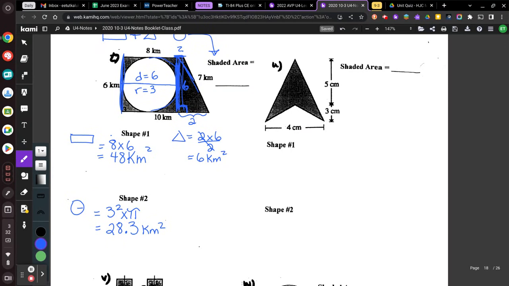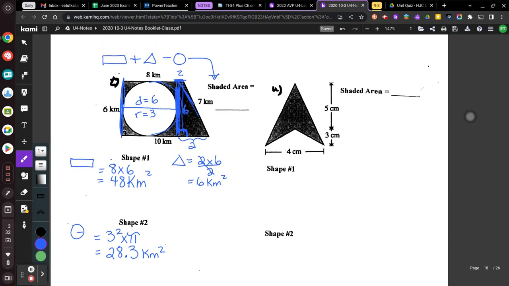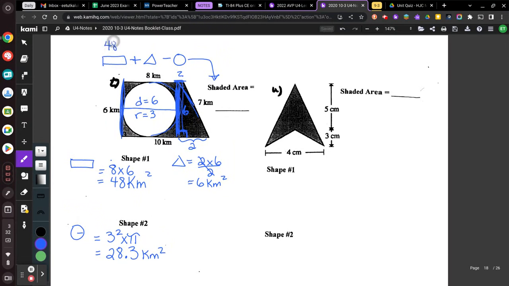And now to find our total shaded area, I put it on the top here. So our rectangle is 48 plus our triangle, which is 6. Subtract the circle of 28.3. And that's going to give us our shaded area, which gives us 25.7 kilometers squared. Okay, so we're adding the two, triangle and rectangle, and we are subtracting the circle.